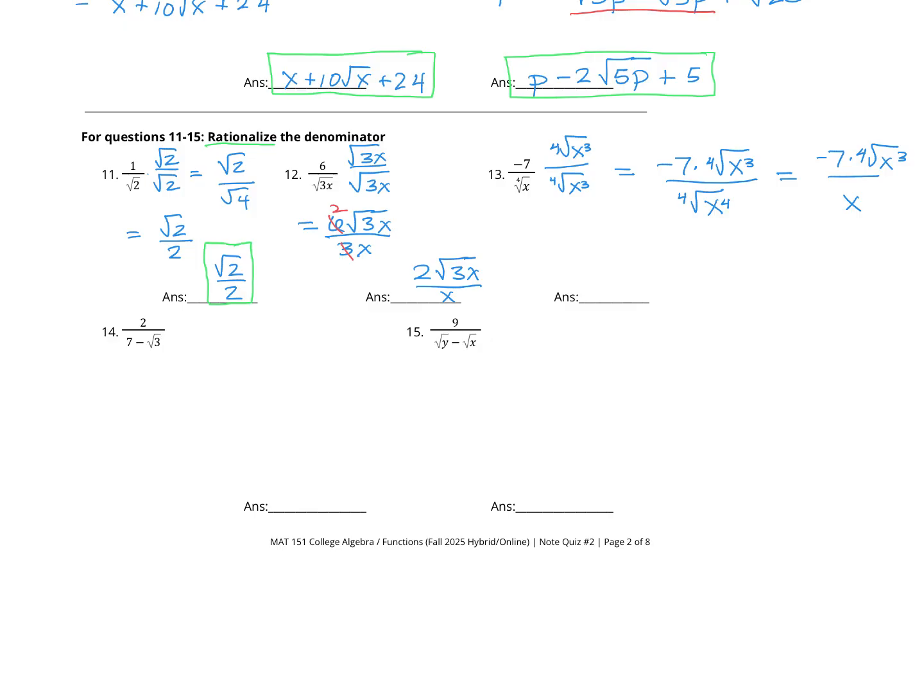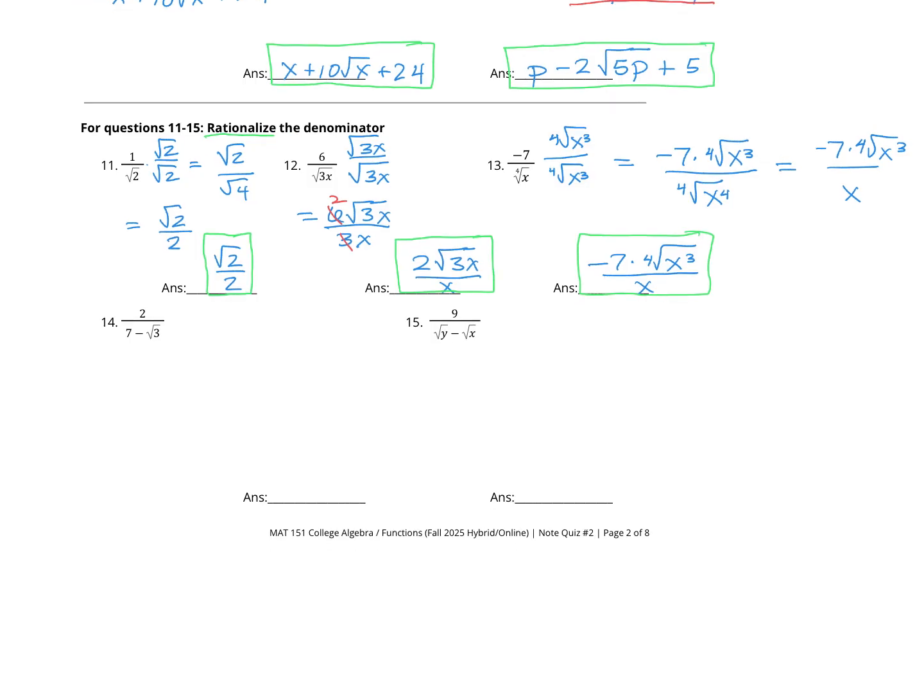So final answer is negative 7 times the 4th root of x cubed all over x. And again, we'll box these up just because we have a lot of calculations in a small amount of space.